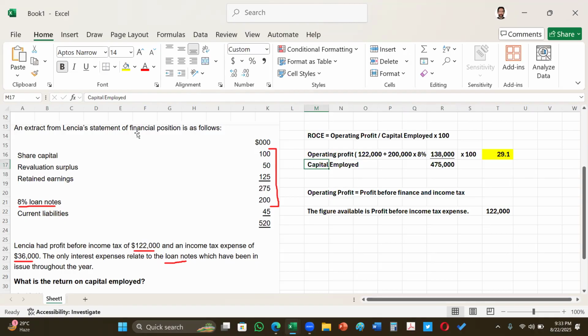So, sir, when calculating ROCE, we're supposed to use the profit after tax and interest over the capital employed? No. We need to have profit before. You see, I've given you the formula. The formula for the operating profit is profit before finance and income tax. The figure provided in the question is profit before income tax expense. So we need to calculate the finance cost and add it back. I'm adding the 16,000 interest, which is 200,000 into 8%.